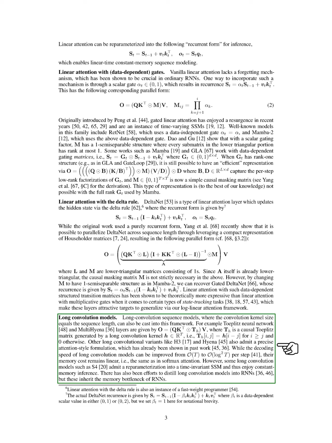Examples include the Toeplitz neural network and multi-hyena layers, which utilize a causal Toeplitz matrix generated by a long convolution kernel. Other models like H3 and Hyena also fit into this attention-style framework. While we can improve the decoding speed of these models, their memory usage remains linear, similar to softmax attention. However, some models, like S4, can be reparameterized to allow constant memory inference.